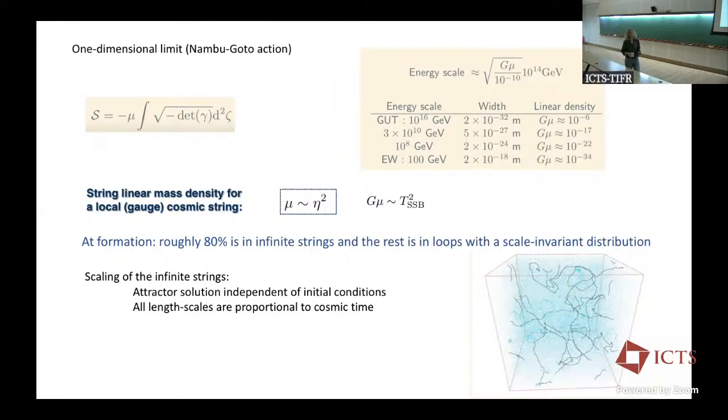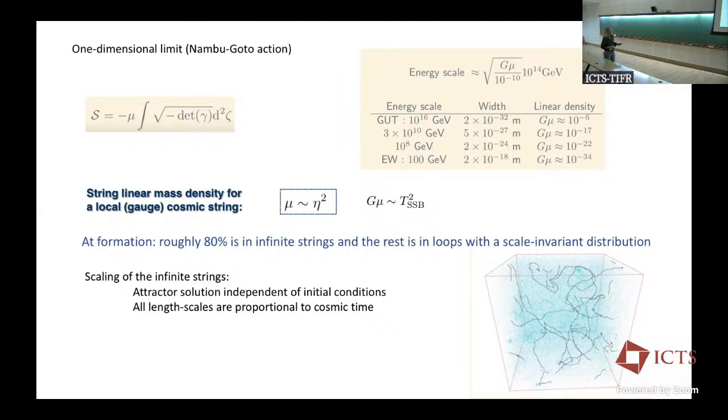Now, just to give you an idea, the only important quantity you have is the tension of the string, which is characterized by the temperature of the phase transition at which strings were formed. So this energy scale is given by the tension G mu. Mu is the linear mass density. So when I'm talking about GUT strings, they were formed at the GUT scale. That means that they have a width of 10 to the minus 32, and a tension of 10 to the minus 6. Okay, so that's to keep in mind what the scales can tell us.